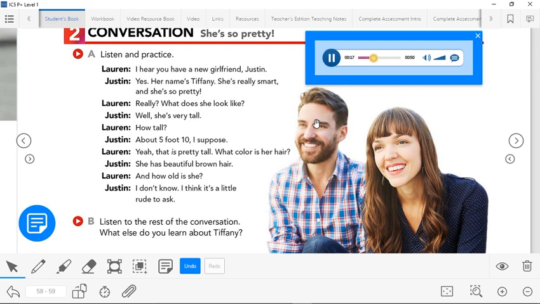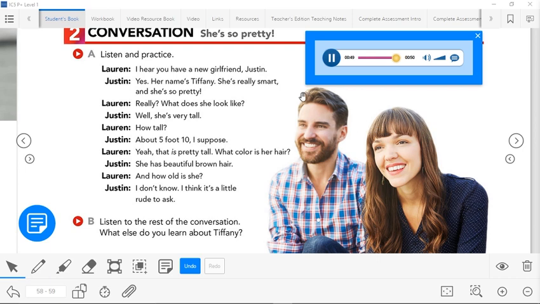I hear you have a new girlfriend, Justin. Yes, her name's Tiffany. She's really smart, and she's so pretty. Really? What does she look like? Well, she's very tall. How tall? About 5'10", I suppose. Yeah, that is pretty tall. What color is her hair? She has beautiful brown hair. And how old is she? I don't know. I think it's a little rude to ask.